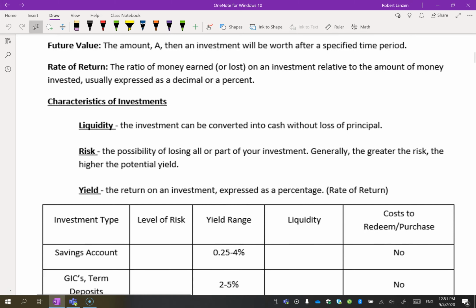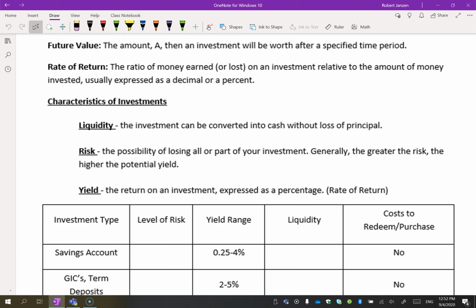Some things you should know about investments. These three: liquidity, risk, and yield. Liquidity means how easy is it to convert your investment to cash. Sometimes when you invest money, you can't get it back until the end of the term. Sometimes, for example, if you put it in a basic savings account, you can go and take it out anytime you want. Okay, so how liquid is your investment?